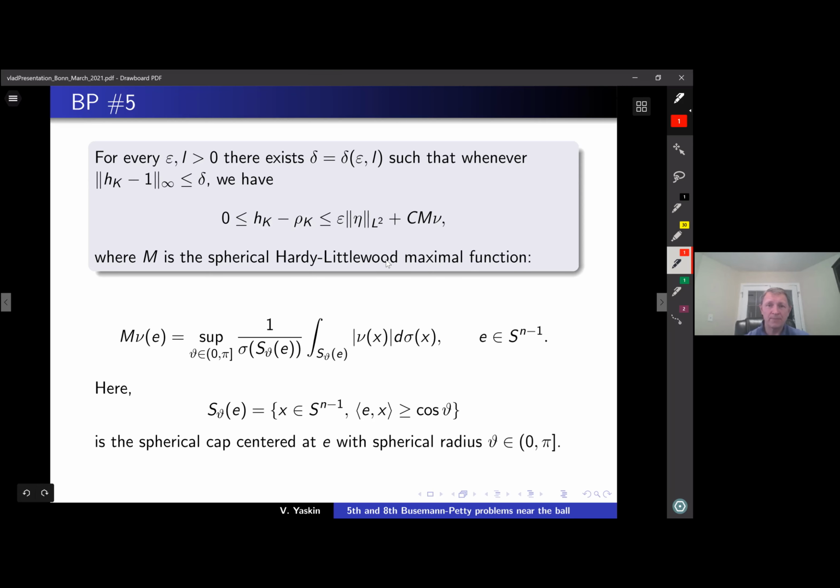So this maximal function, the Hardy-Littlewood maximal function, is defined as follows. You have a vector E on the sphere. You take the absolute value of the function nu, you average it over the cap centered at E of spherical radius theta, and then you take the supremum of all these numbers. Okay, so this is called the maximal function. And the fact that we'll use here is that this operator is a bounded operator from L2 on the sphere to itself.